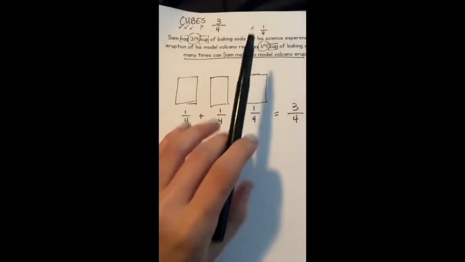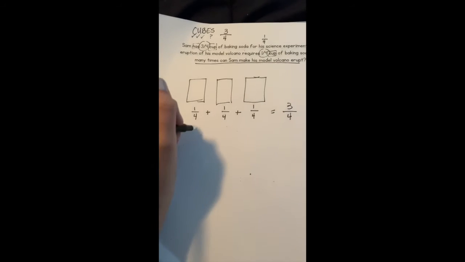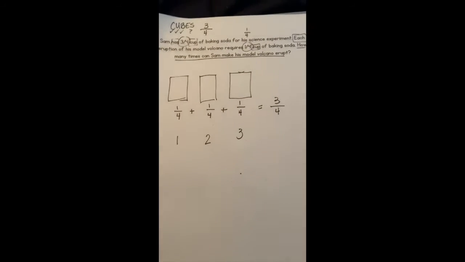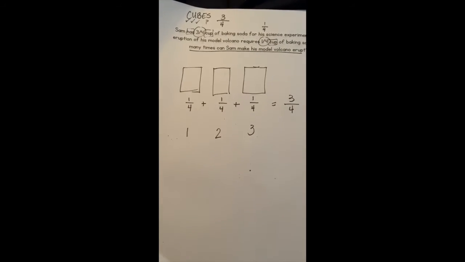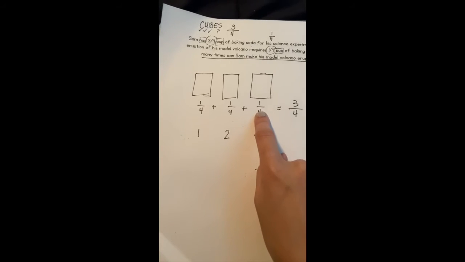So when I see that it requires 1/4 cup, well, that's 1 right here. So then how many times can he do it? Well, 1, 2, 3. He can do it 3 times. 3/4 cups, broken down, is just 1/4 plus 1/4 plus 1/4. And I know that if it requires 1/4 cup, that's 1, that's 2, and that's 3.